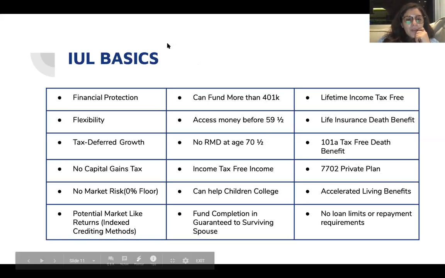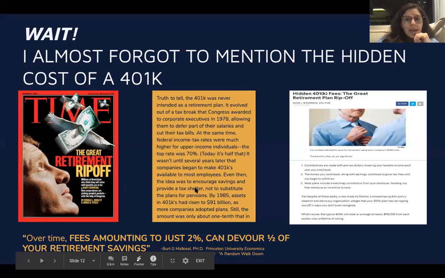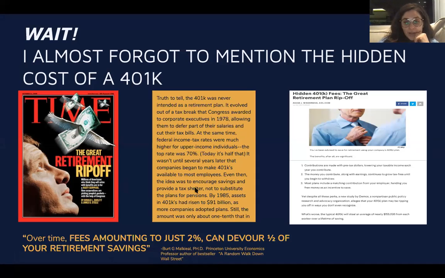Okay, perfect. Okay, and well, this is just an add-on, the cost of a 401k.